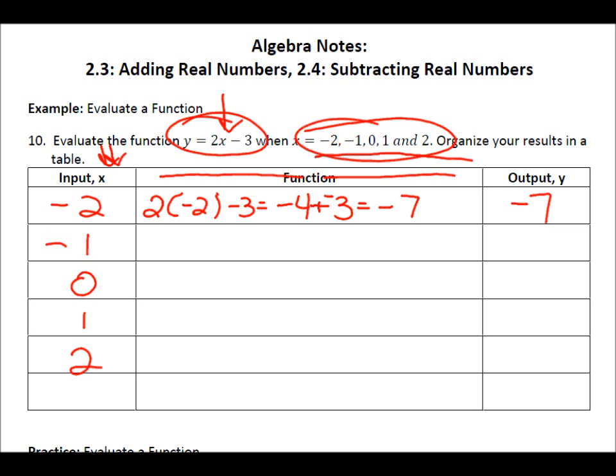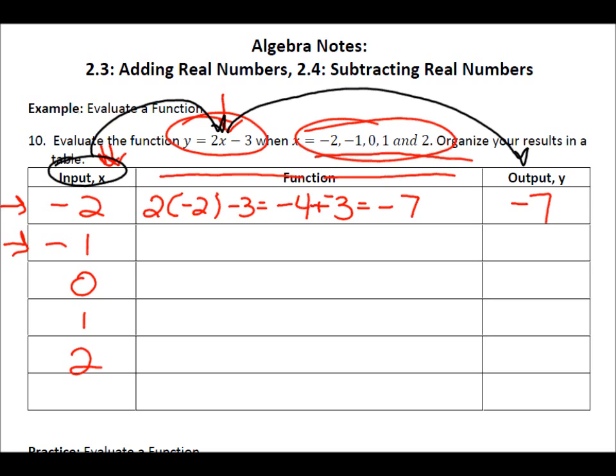Okay? This is, again, the same idea we did before. We take our input here, we put it into our function, and then our answer comes over here in the output. The only difference here is that they're going to add in negatives for you to use. So be careful with your negative signs to make sure you don't mess that up.